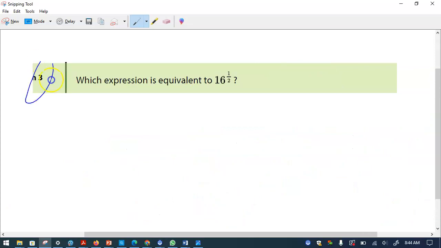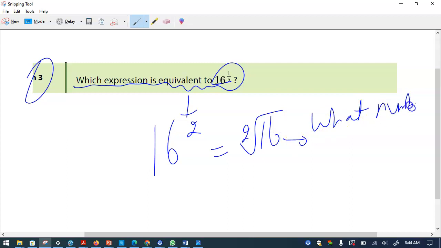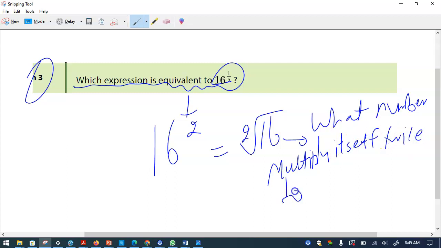Question number 3 is showing some options. Which expression is equivalent to 16 raised to half? So what does 16 raised to half mean? Basically, this is the same as the square root of 16. So we are asking the question, what number multiplied by itself twice gives 16? You can see it has to be 4.